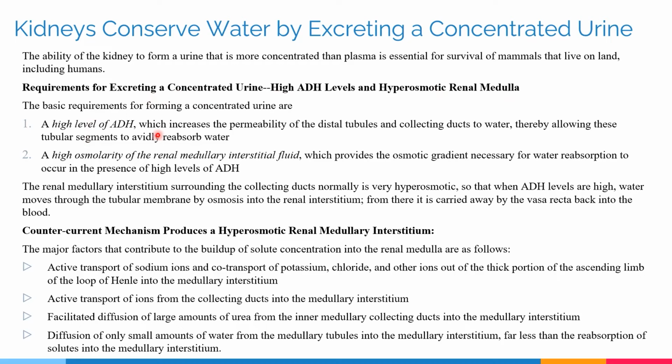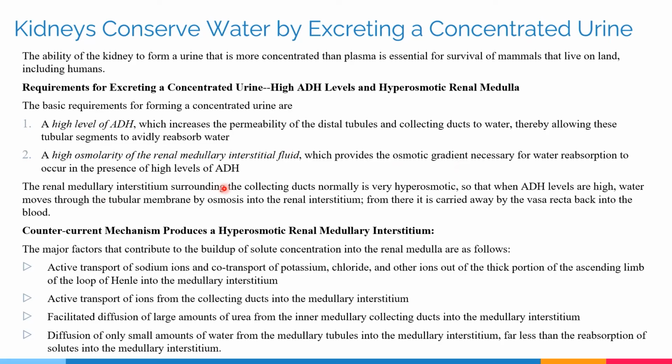A high level of ADH increases the permeability of the distal tubule and the collecting ducts to water, thereby allowing these tubular segments to avidly reabsorb water. As we have seen, ADH allows the reabsorption of water in the distal parts of the nephron, and thus more and more water is reabsorbed, concentrating the urine that is being formed. A high osmolarity of renal medullary interstitial fluid provides the osmotic gradient necessary for water reabsorption to occur in the presence of a high level of ADH.